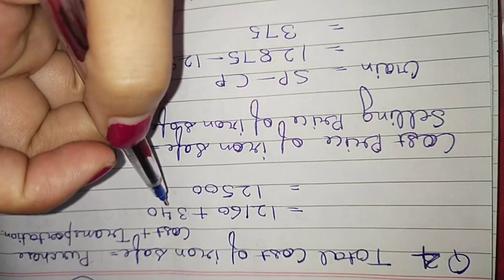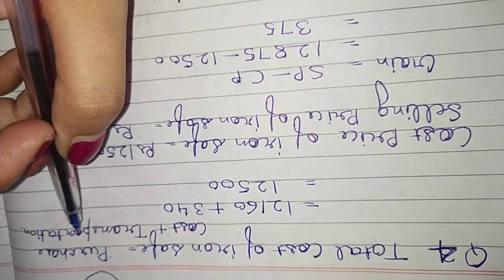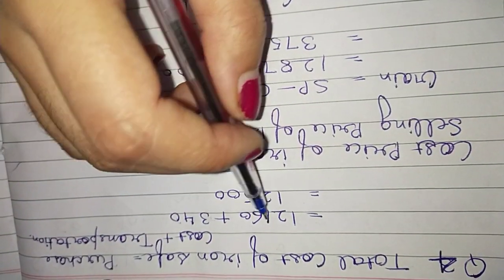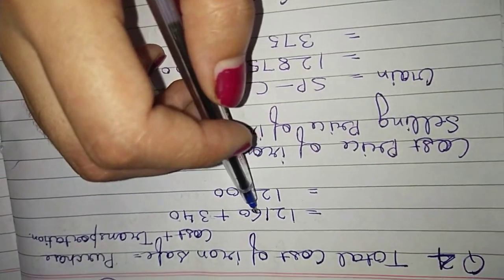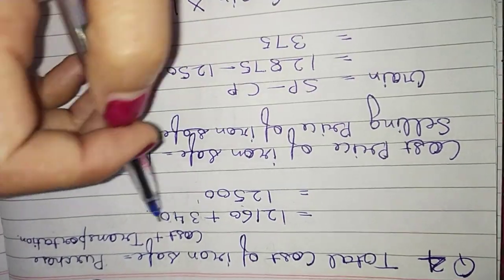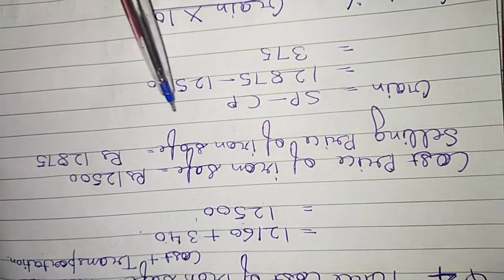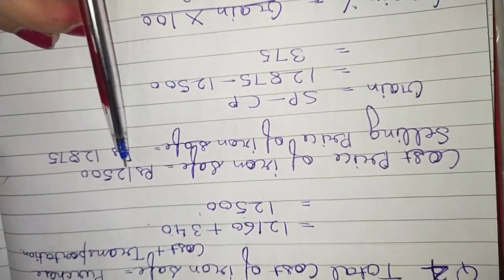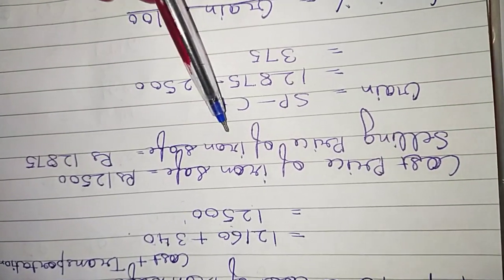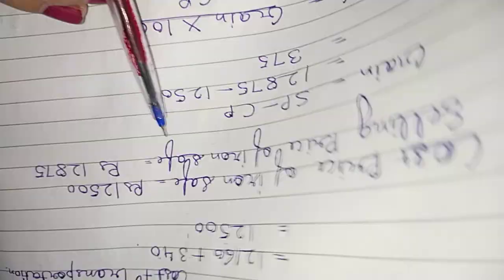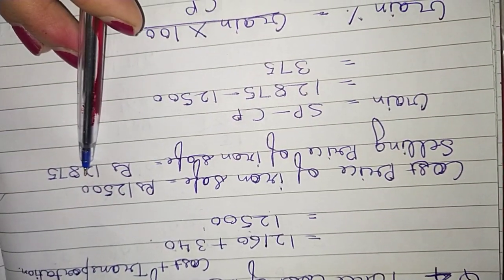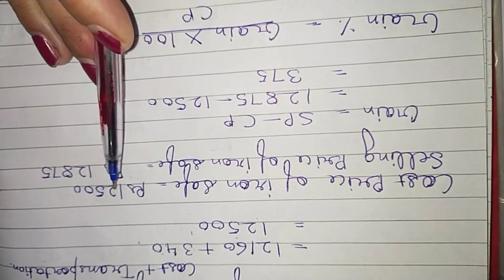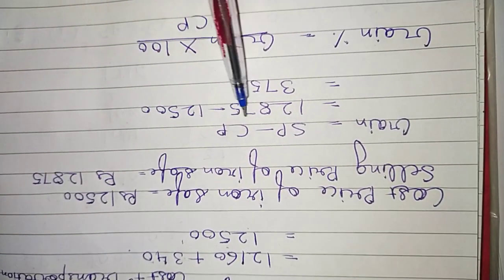First of all, we will find out the total cost of the iron safe, that is equal to purchase cost plus the transportation charges, that is 12,160 plus 340 is equal to 12,500. Now the cost price of the iron safe is rupees 12,500, and the selling price of this iron safe is rupees 12,875. Now you can see that the selling price is more than the cost price.